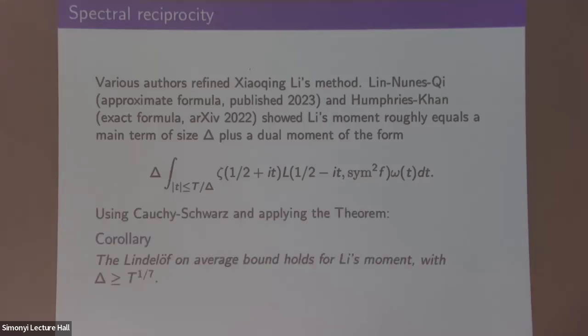now there's a pretty easy approach to this using our second moment bound. We can just plug in. You can use Cauchy-Schwarz on this product, and okay, I have it on the next slide. But basically, you can bound this using our theorem, and as a corollary, we can prove the Lindelof on average bound for Xiaoxing Li's moment down to size t to the 1/7.